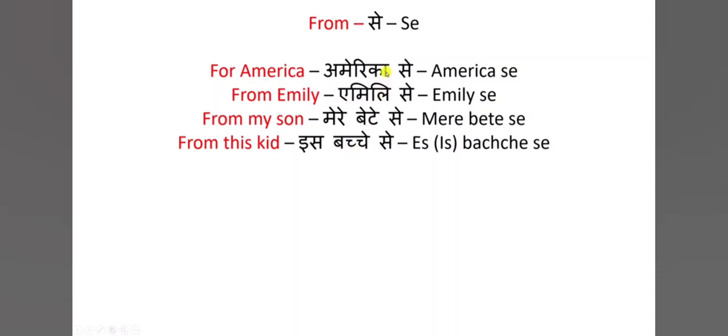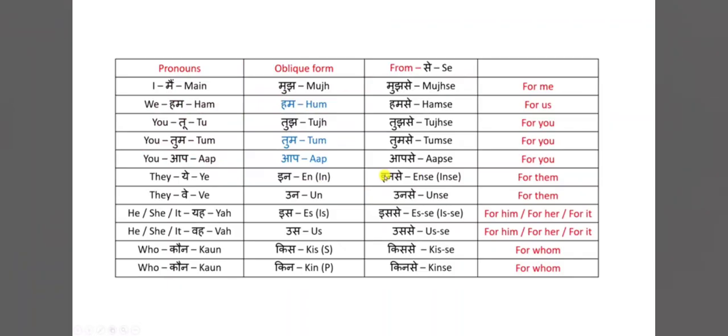Okay. Now these are with nouns. Notice that we do not join से to the nouns. Okay. Next, with pronouns. We have pronouns here, oblique forms here, and with से here. Okay. मुझ plus से is मुझसे. मुझसे is from me. And here we join मुझ and से and write it as one word.